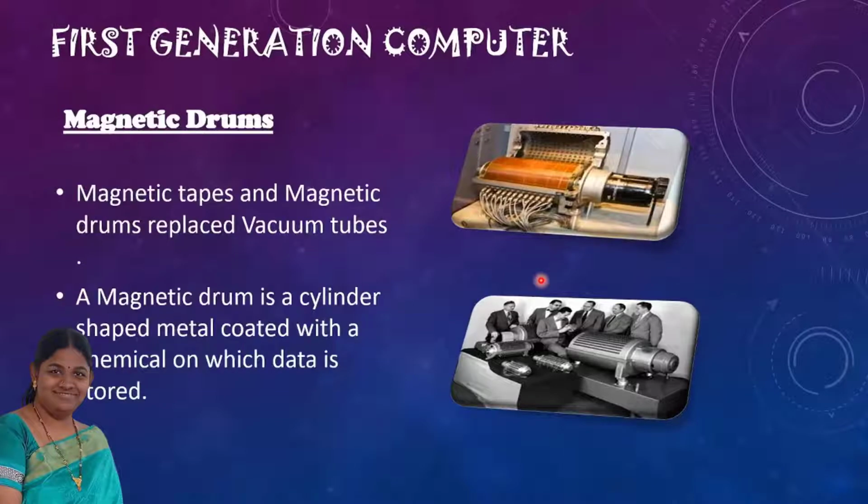And this is how the magnetic drums look. The magnetic tape and magnetic drum replaced the vacuum tube. A magnetic drum is a cylindrical shaped metal coated with a chemical on which the data is stored.